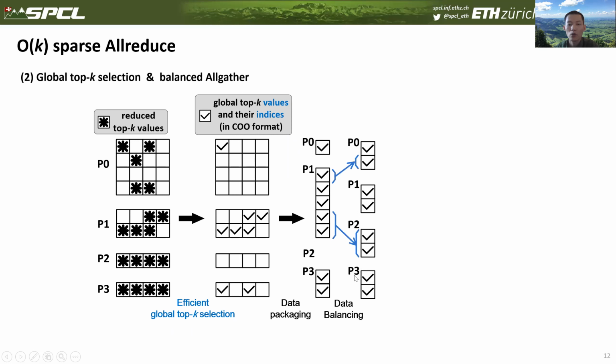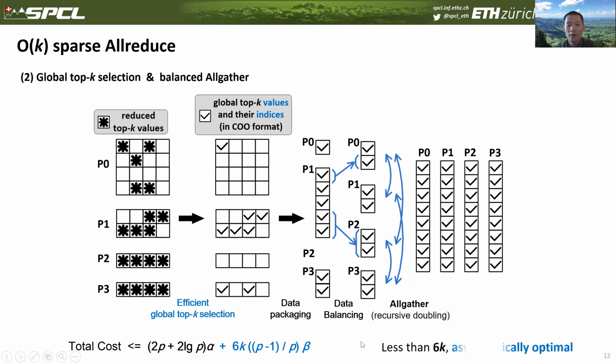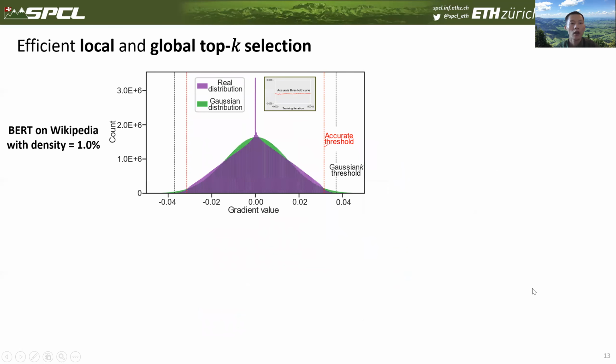Therefore, before all-gather, we do data balancing using point-to-point communication. After that, we conduct a standard all-gather operation using recursive doubling. Eventually, all workers will get the same global top K values. Overall, the total communication cost for Ok Sparse Allreduce is modeled by this formula. We can see the bandwidth overhead is less than 6K, which is asymptotically optimal and is also more scalable than the previous algorithms. Now let's look at how to efficiently select the local and the global top K values in Ok-Topk.